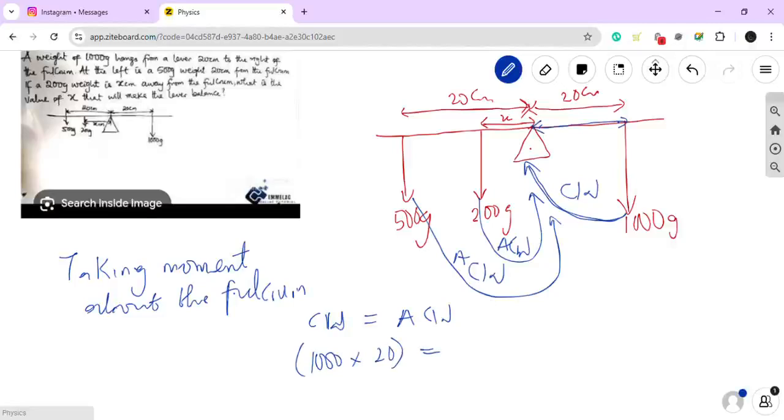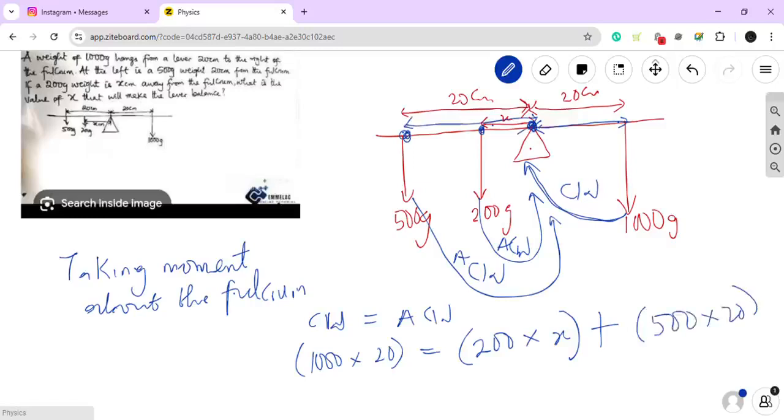Now the anti-clockwise moment. I want to pick the first one, 200 gram, times the distance between 200 gram and the reference point, the fulcrum. The distance is x, plus we still have another anti-clockwise moment, which is 500 grams. The distance between 500 gram and the fulcrum is also 20 centimeter. So I will pick 500 times 20. Just do your normal math. This should be 20,000 equals 200x plus 10,000.